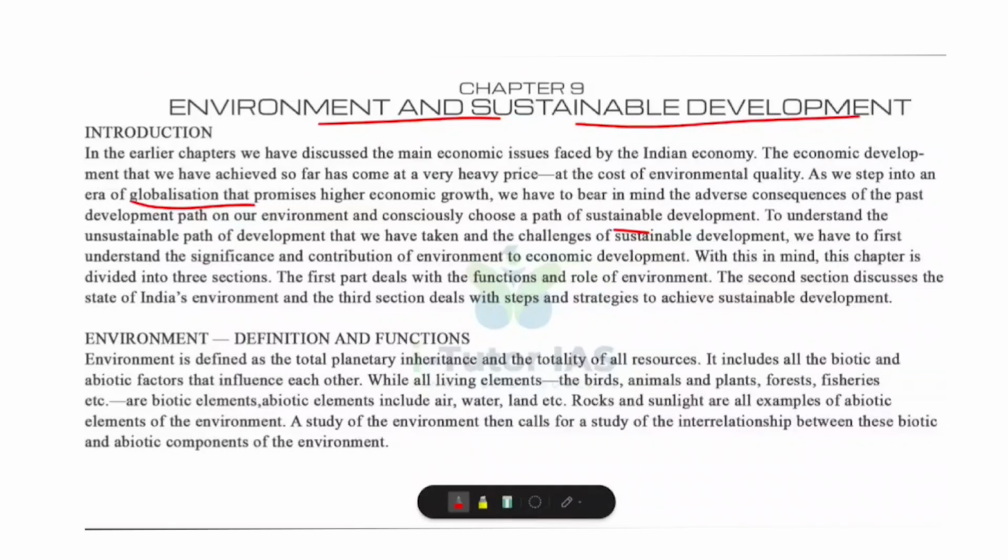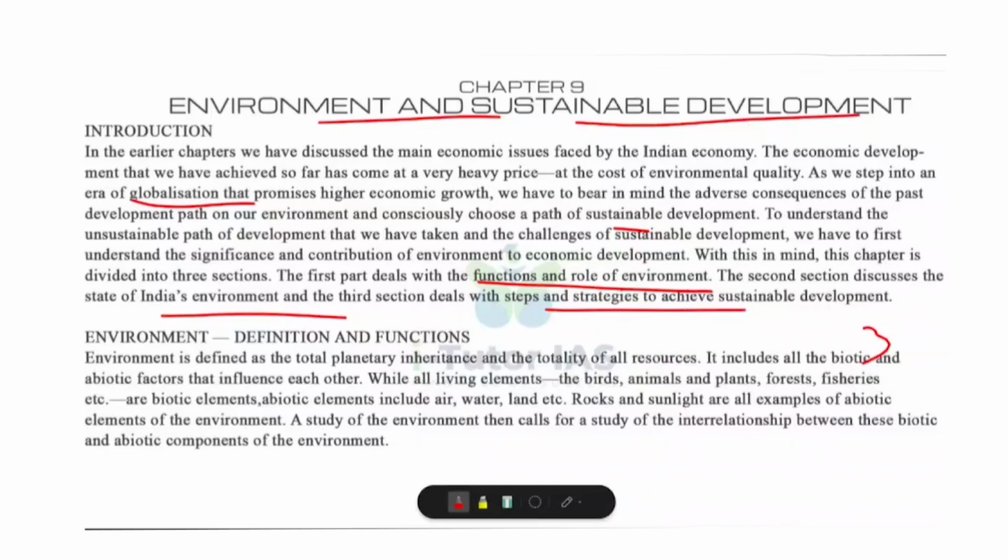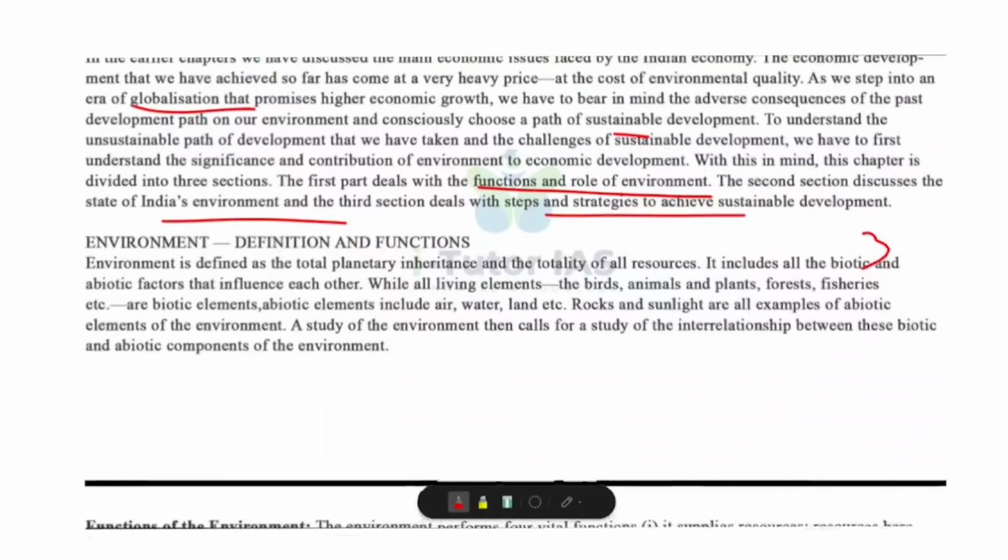This chapter is divided into three parts. What are they? Functions and role of environment, then state of India's environment, and also steps and strategies for sustainable development. Let's begin with the first part, that is functions and role of environment.